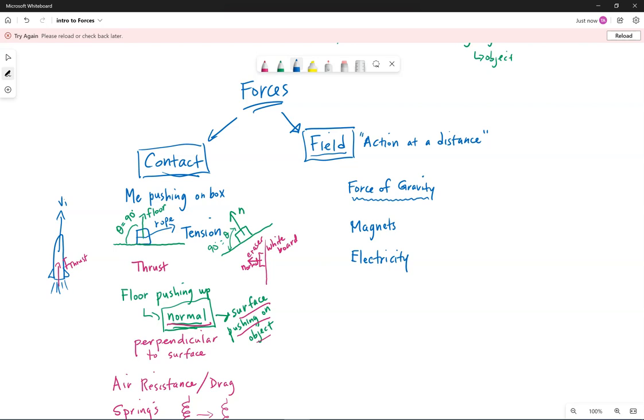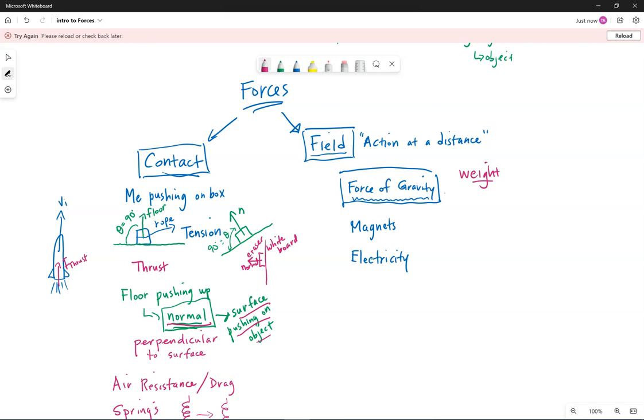Our main use and our main force, of course, is going to be the force of gravity. We cannot get rid of the force of gravity for any objects on or near the earth. Our author talks about this in terms of weight as well. When we talk about the weight of an object or the weight of a person, we are essentially talking about how hard the earth is pulling on the object.